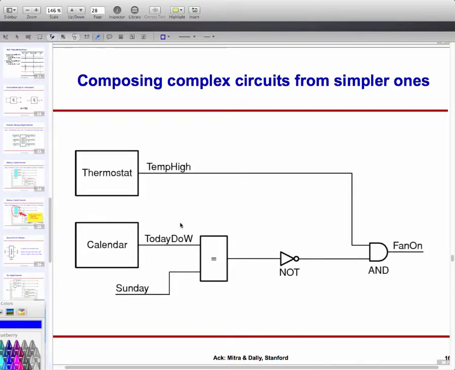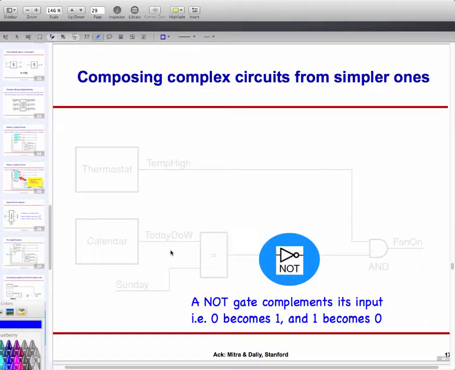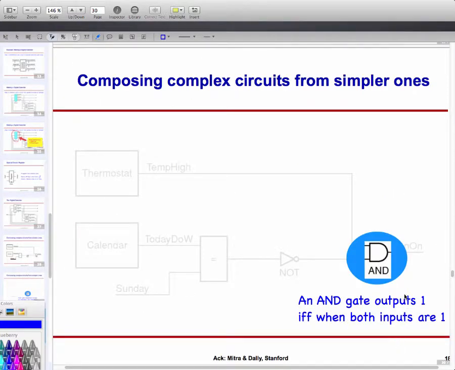So what's happening out here is that we are picking these gates, AND gate, NOT gate, and this equal function, and we are creating something more complicated out of it. A NOT gate is an example of a primitive which is very commonly used, and it complements its input. 0 becomes 1, 1 becomes 0. AND gate outputs a 1 when both the inputs are 1, otherwise it outputs a 0.